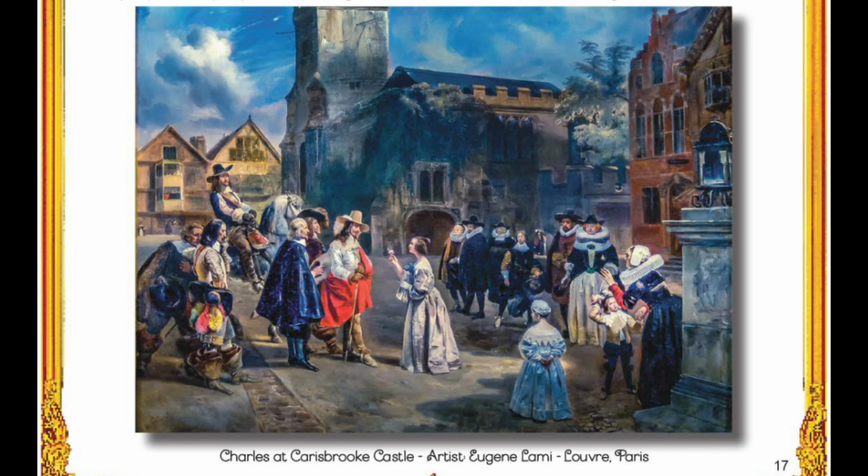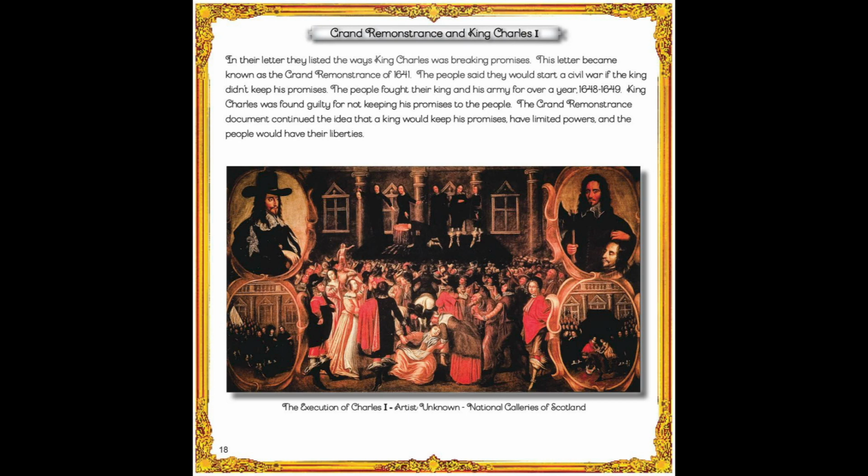Notice the ruffs. There appears to be 2 different groups of people in the streets. In their letter, they listed the ways King Charles was breaking promises. This letter became known as the Grand Remonstrance of 1641. The people said they would start a civil war if the king didn't keep his promises.